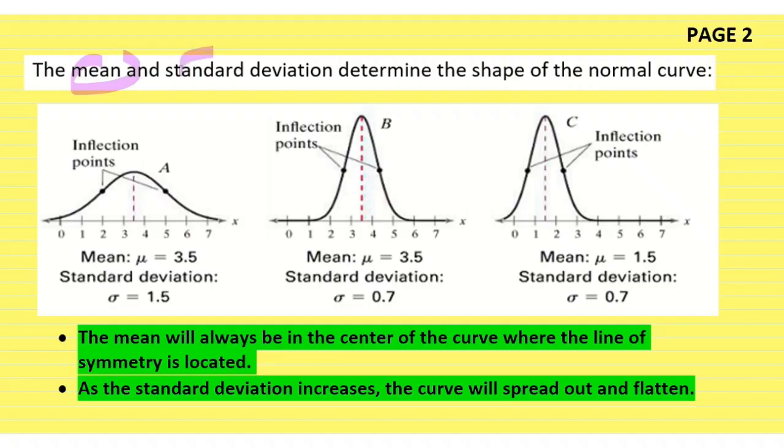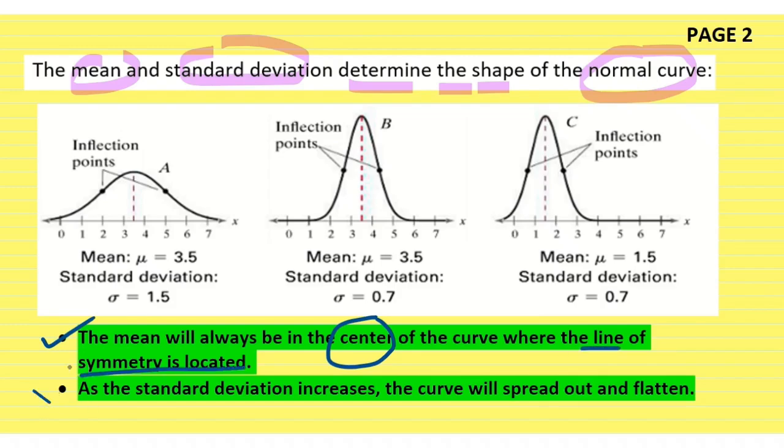The mean and the standard deviation of the normal curve will determine the shape of the curve. Specifically, the mean will always be in the center of the curve where the line of symmetry is located. And as the standard deviation increases, the curve will spread out and flatten.